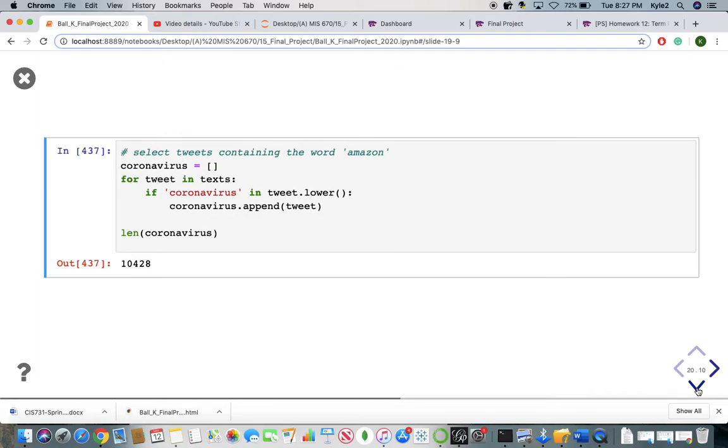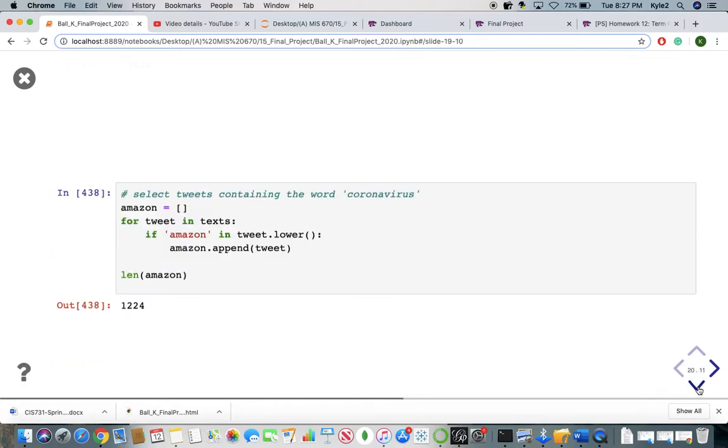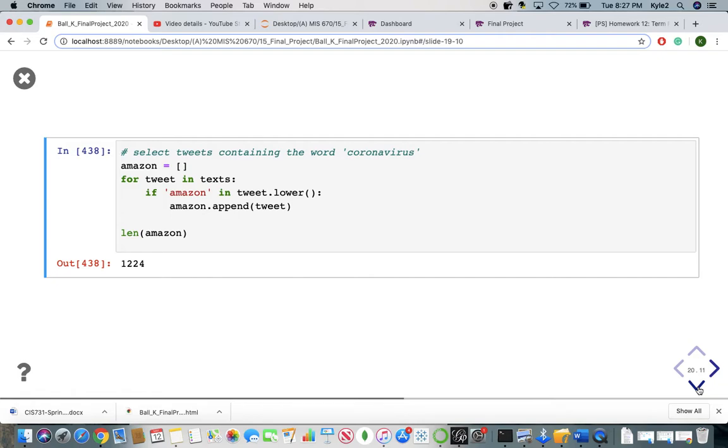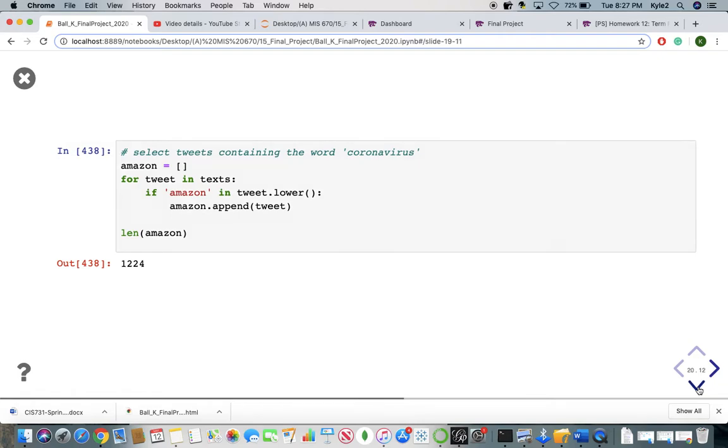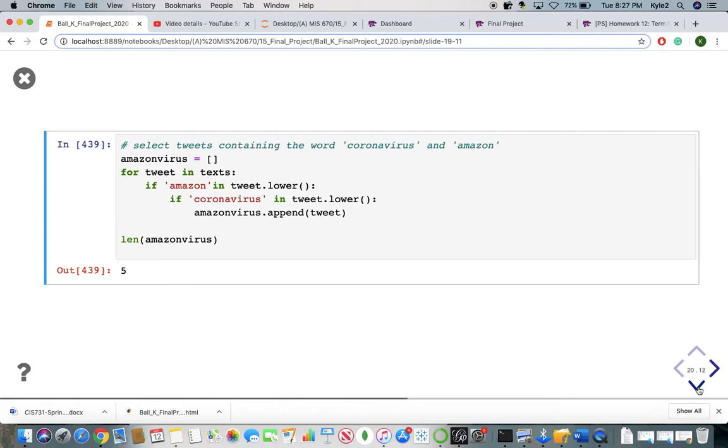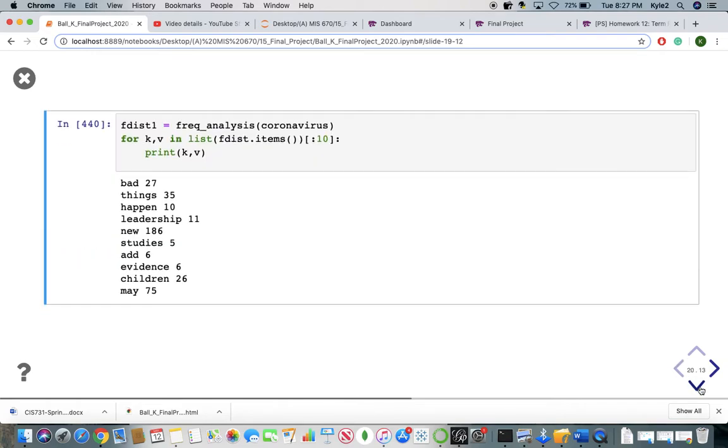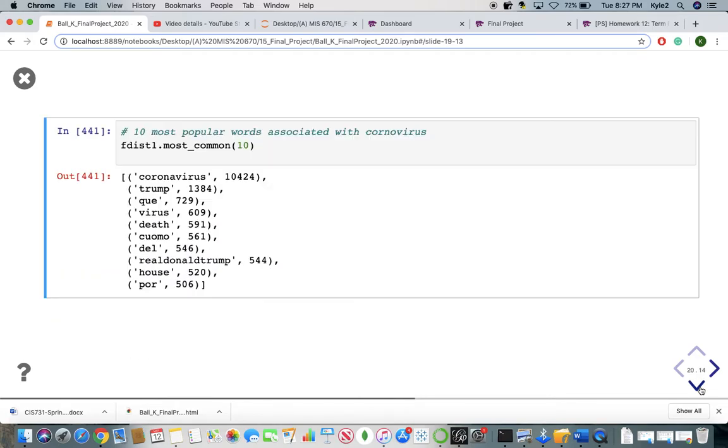So now I want to look at just the Amazon, or just coronavirus. Just the coronavirus tweets, 1,000 about them. And I want to look at just Amazon, and it was 1,200 about them. And I want to look at both of them combined, and it was 5 tweets that had both of those words in them. And I wanted to look at more for each one.